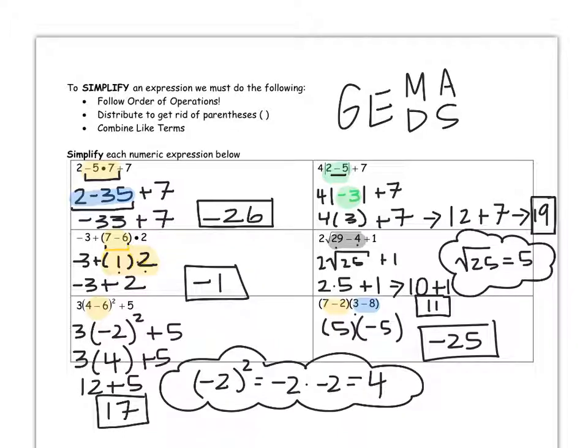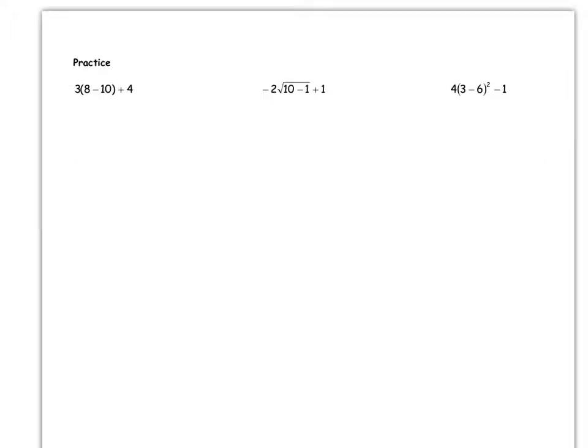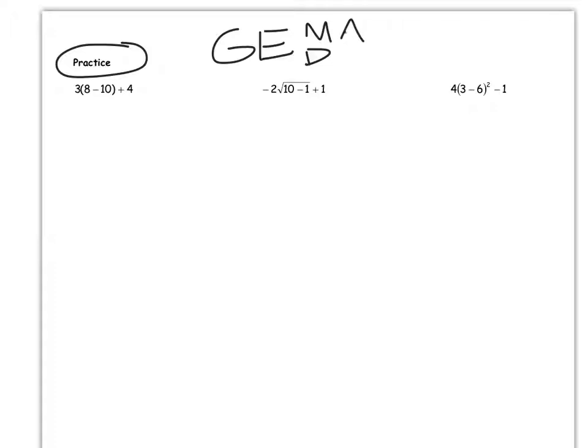Alright, so the last thing that you have in your note, practice examples. So I want you to, on your own, see if you can try these practice examples. Remember, you're looking for grouping symbols, and then exponents, and then multiplication and division, and then addition and subtraction. So do these ones on your own. Good luck.